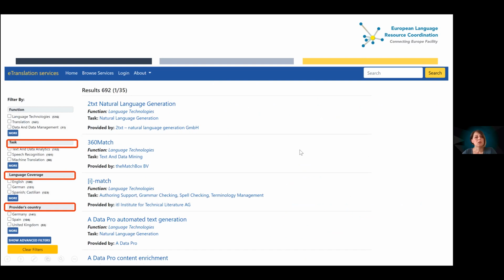If you have a look in the contents of this catalog, you can see that currently there are almost 700 tools and services listed. You can search for them by using the free text search field, or by applying some faceted filters like the ones on the left-hand side. Search for specific tools per task, per language that is supported, per country that the provider is located in, and much more.